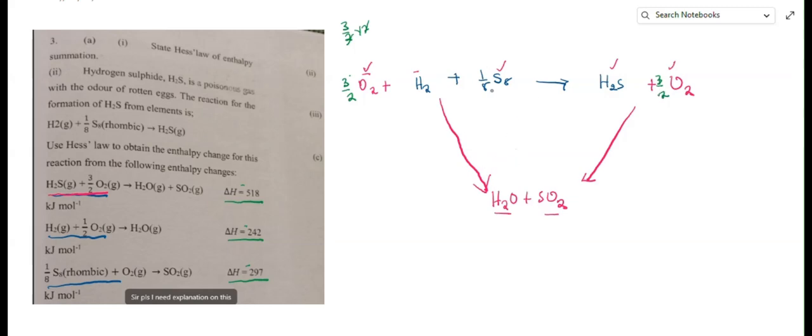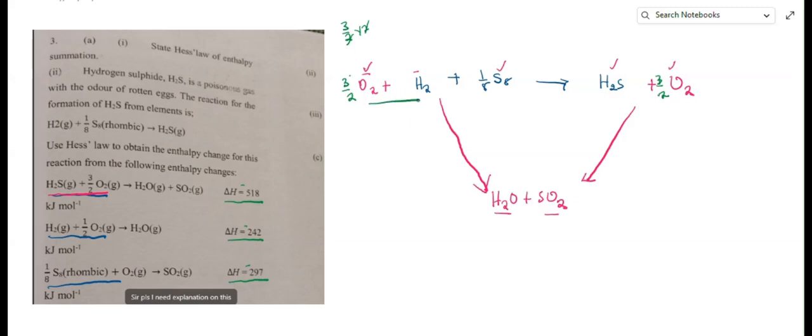If you look at sulfur, sulfur is 1 over 8 times 8, that's 1. And if you look at this side, it is 1 here as well. So everything is balanced. So the next step, if you remember, this side involves 2 equations.